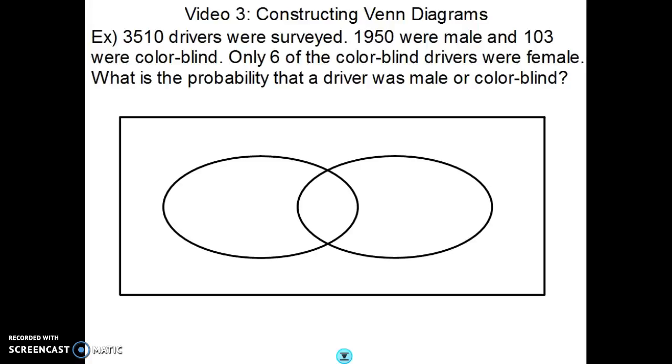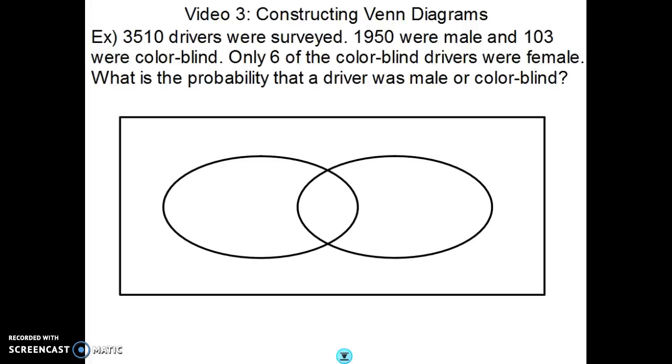In this example, we're going to be looking at a driver's survey. So 3,510 drivers were surveyed. 1,950 of them were male, and 103 were colorblind. Only 6 of the colorblind drivers were female. What is the probability that a driver was male or colorblind?